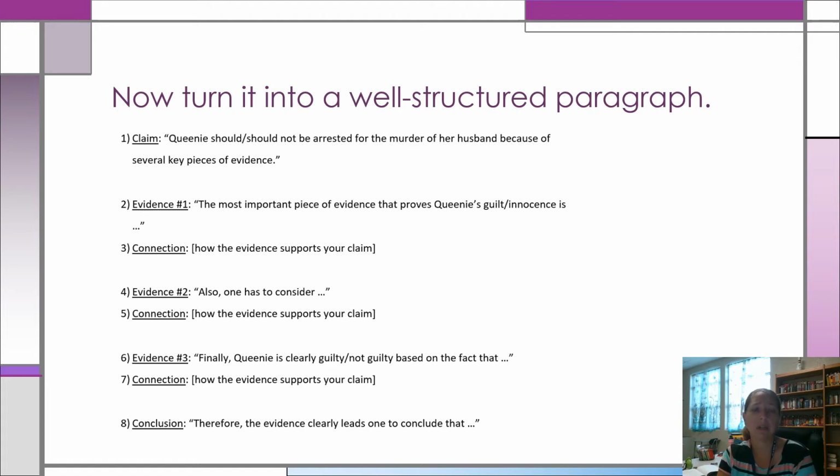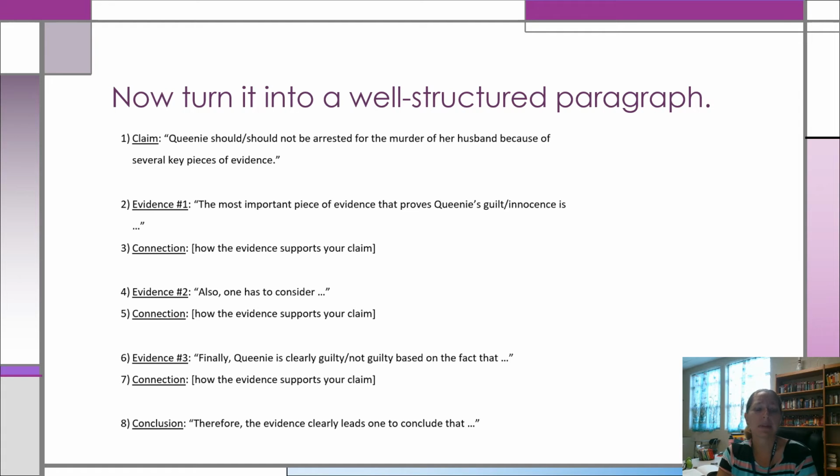Evidence number 2. Okay, also one has to consider. Now notice, I didn't say also you have to consider or I have to consider. I said also one has to consider. So one person or one has to consider, and then you pull another piece of evidence. Okay, and then again, in that chart, why did you pull that piece of evidence? How does that support the idea that he slipped or was tripped?